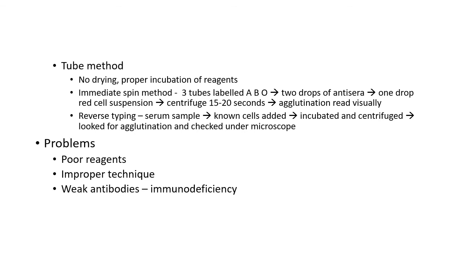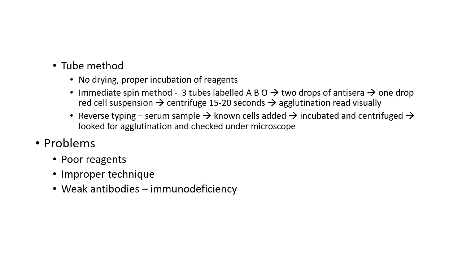In reverse typing, the serum sample is used for testing. The serum separated from the patient sample is taken in the tube, and to this are added known cells. There are known types of cells, that is A, O or B type of cell. The tubes are incubated at room temperature and then centrifuged to look for agglutination. And this is also finally checked under the microscope.